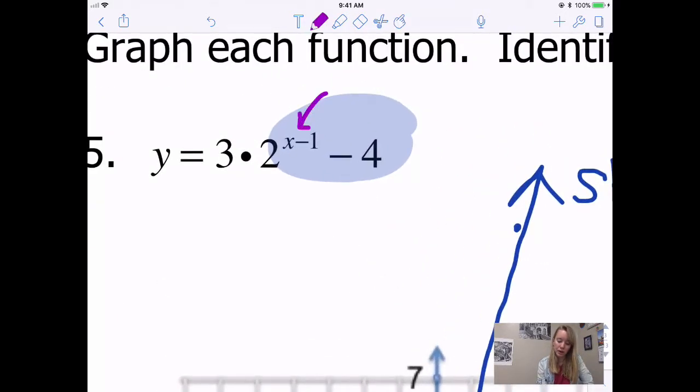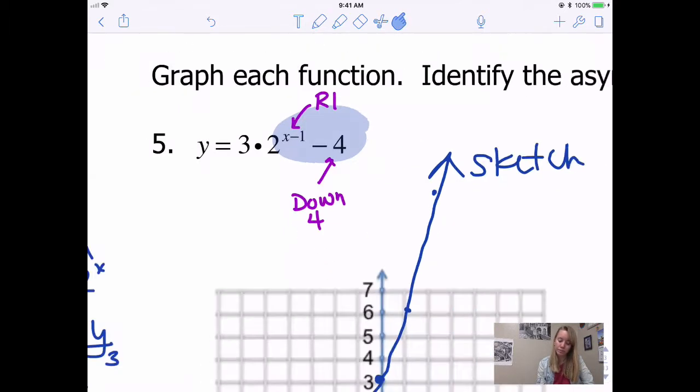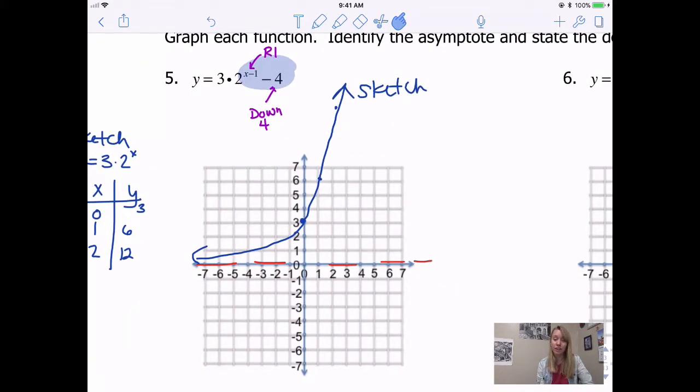This minus 1, remember that the minus is the opposite direction. So this is actually, I want to move everything to the right 1. And then our minus 4, this is the same direction as we think, so down 4. That means everything on our graph has to go to the right 1 and down 4. So let's do that. Right 1 and then down 1, 2, 3, 4.